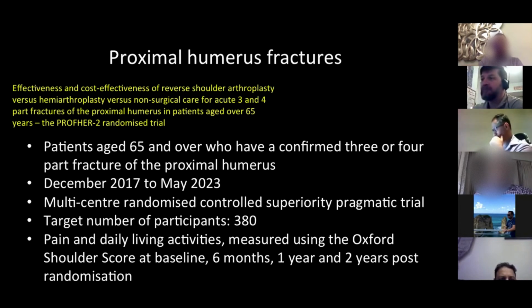This study is a more homogeneous study where only acute 3 or 4 part fractures of the proximal humerus are included, and only the age group over 65 is considered. The study started in December 2017 and is expected to go on till 2023, with the result expected to be published in 2024. Target participants are 380, and with this study we might have the result on which is better for proximal humeral fracture management.